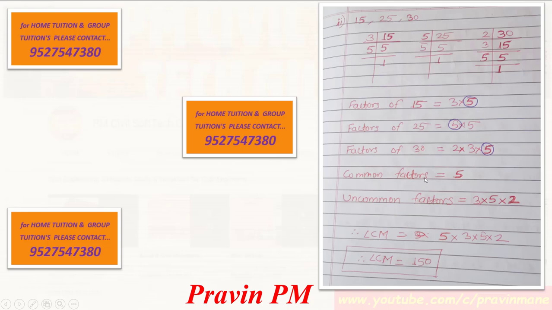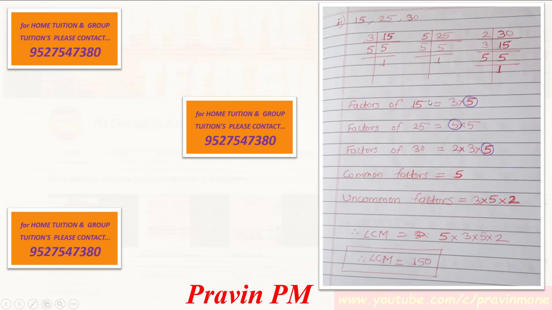Then common factors is equal to 5. So circle the common factor. Common is 5, 1 time 5 is common. So we are writing common. Uncommon factors: these 3. 1 time 5 is common. 1 time 3 is uncommon.